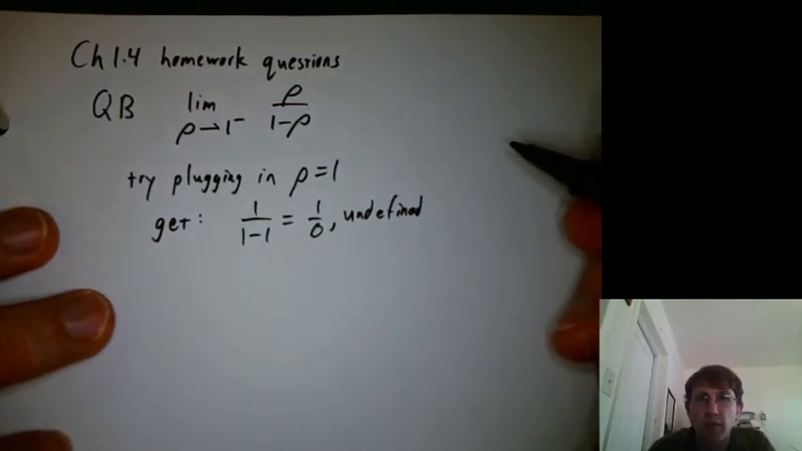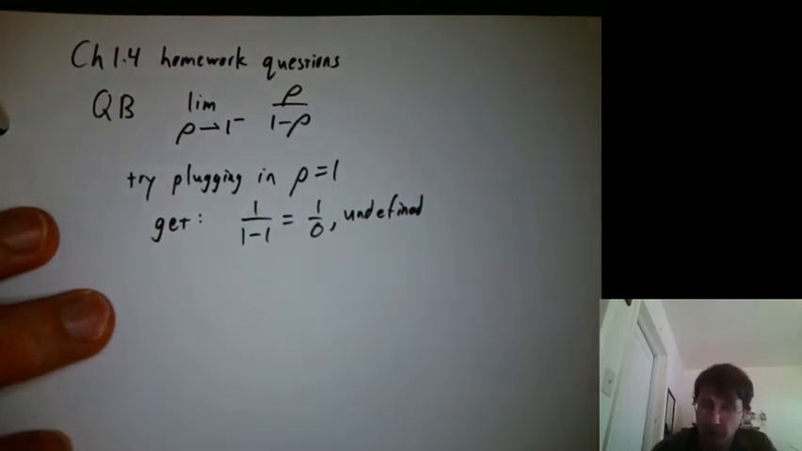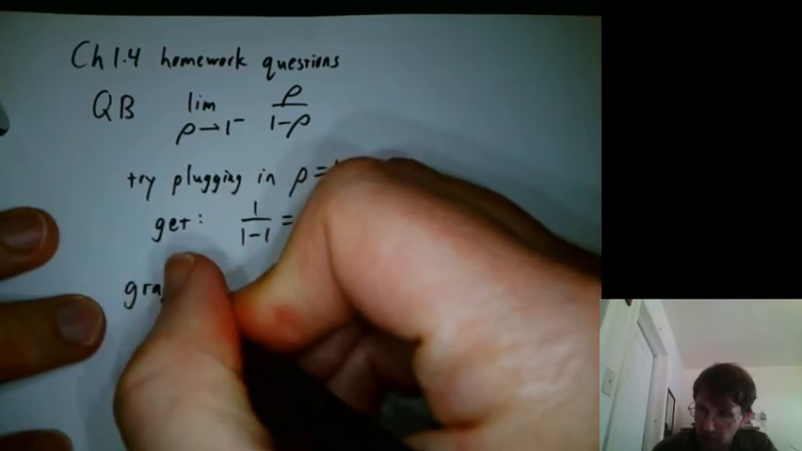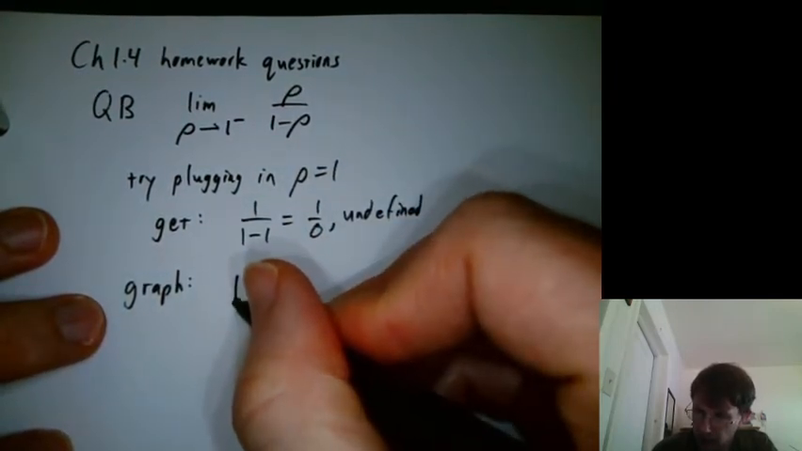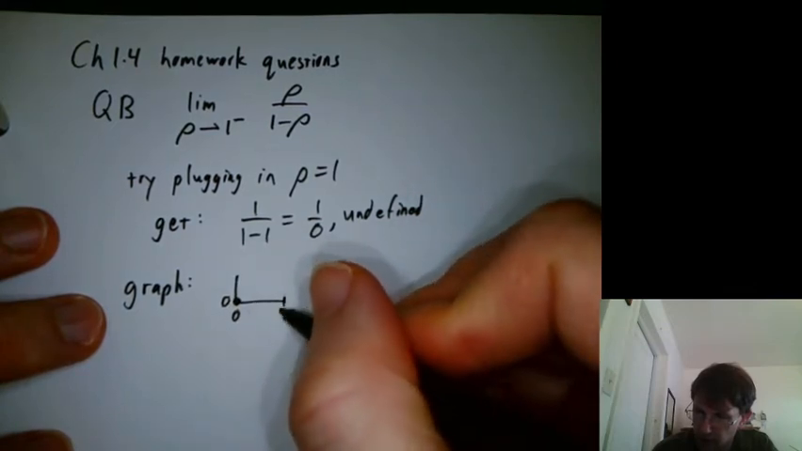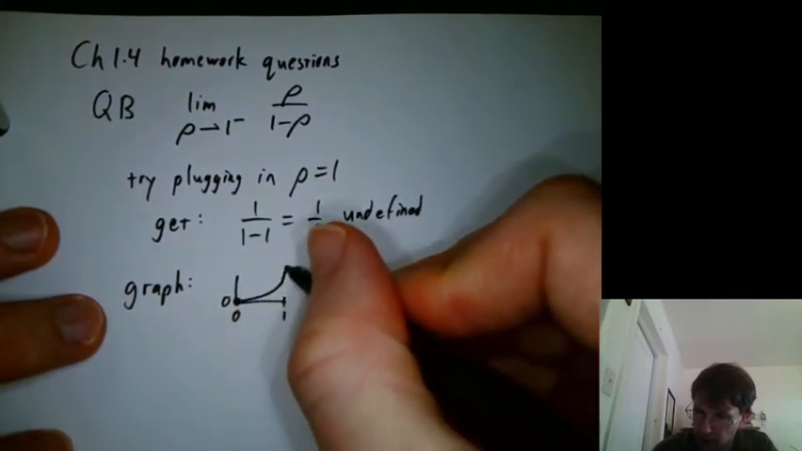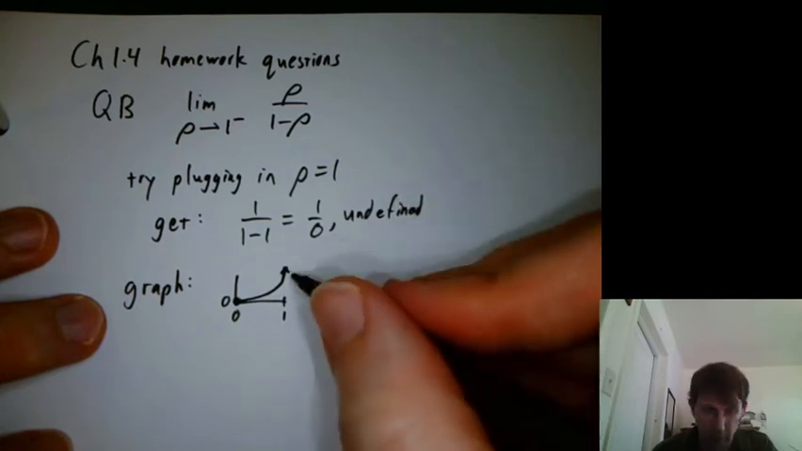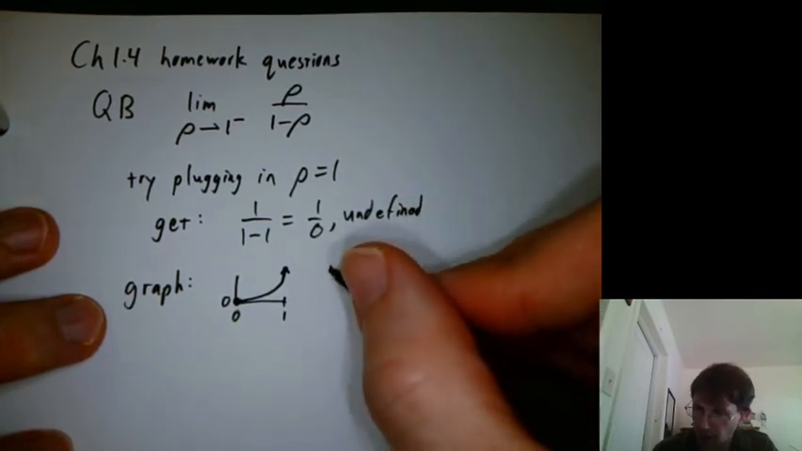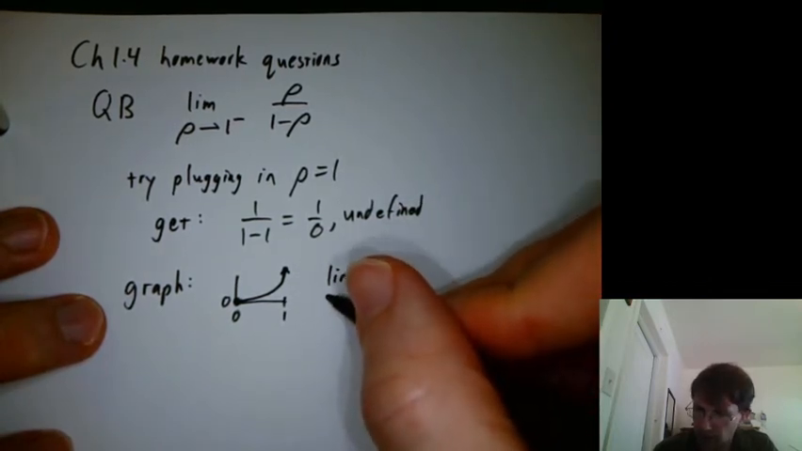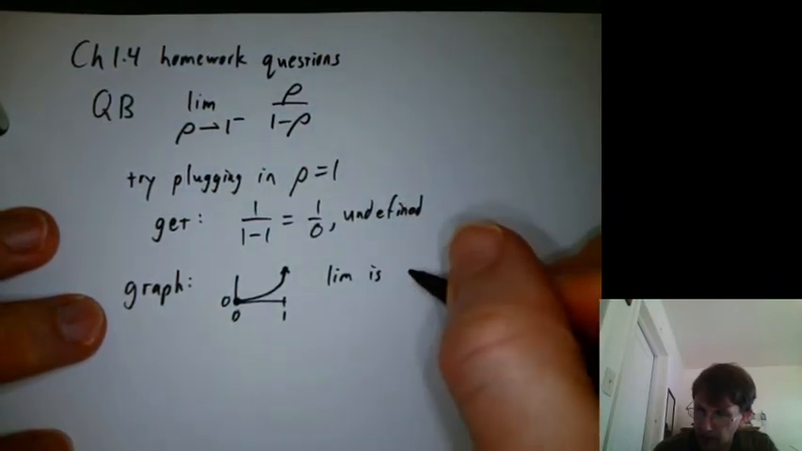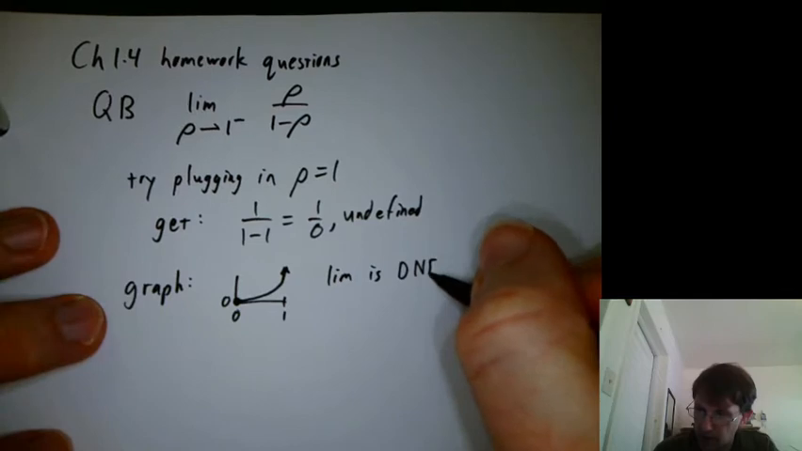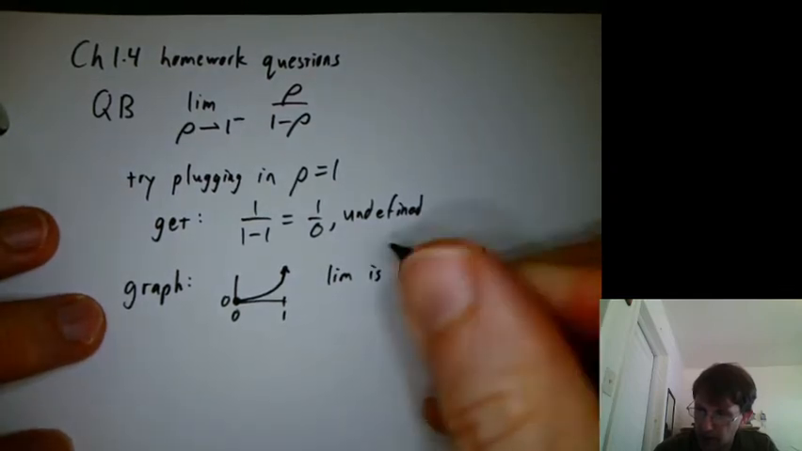Should we give up? Should we try something else? Maybe graph it. So as it's 0 here at 0, as you get closer and closer to 1, this is shooting off to infinity. So we'd say the limit as we go to 1 minus is DNE, the infinity kind.